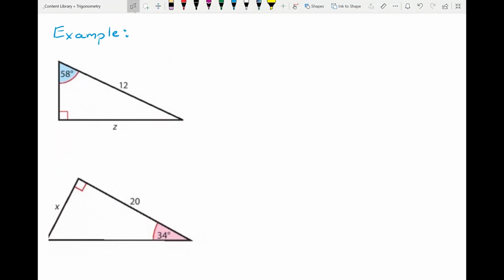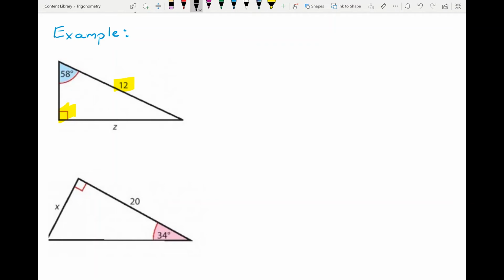Here's an example. First thing we do with all these questions is identify the right angle. So the right angle is here in the bottom left, which means the side opposite it is the hypotenuse, which has a length of 12. We also know one other angle in the triangle has a size of 58 degrees, and we do not know the length of the side opposite it. We're going to solve for that length z.